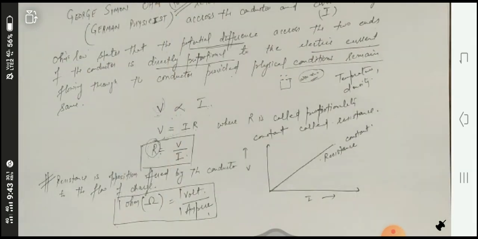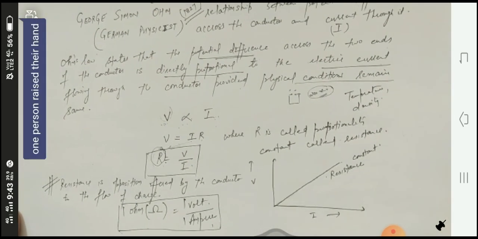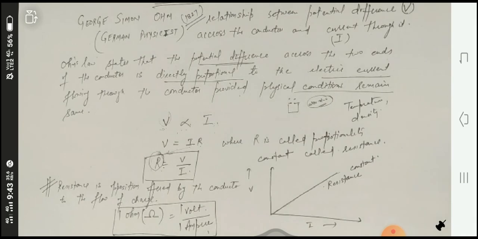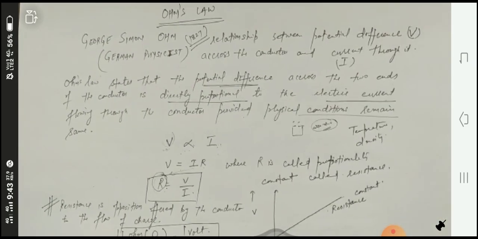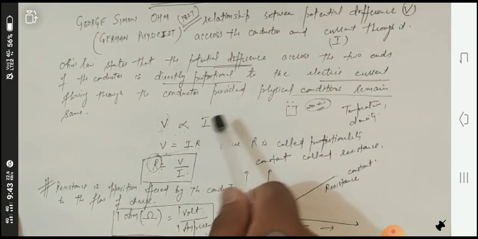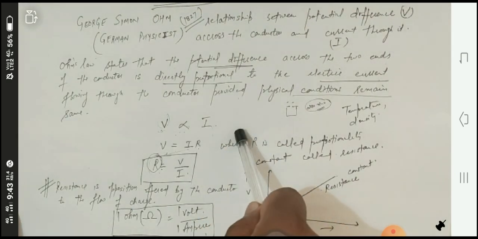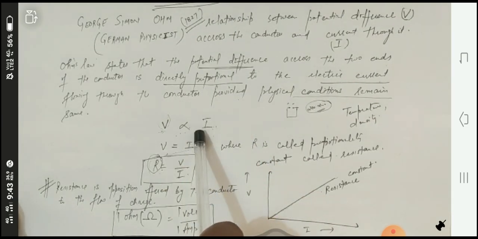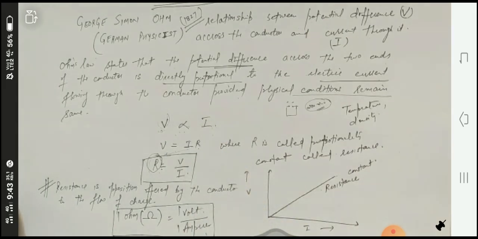Right? After that, Ohm's law, one of the most important laws. Fine. Ohm's law states that the potential difference across the two ends of the conductor is directly proportional to the current flowing through the conductor. Right? So V is proportional to I. Fine. So if you put equality instead of this proportionality, we have to apply a proportionality constant. In this case, we have R, that is known as resistance.